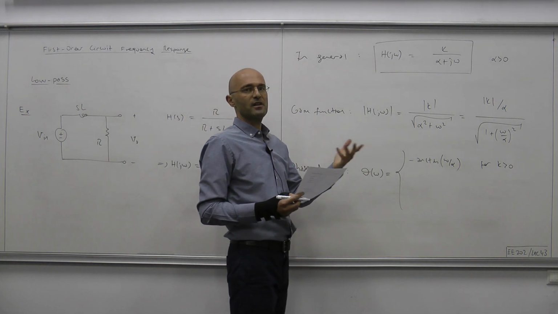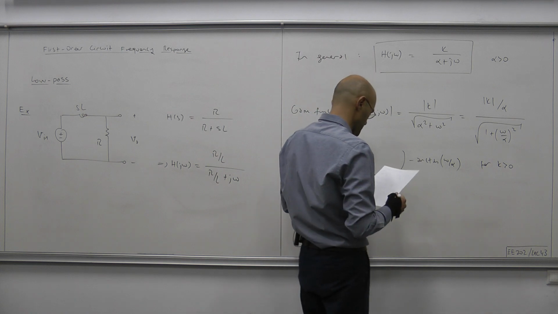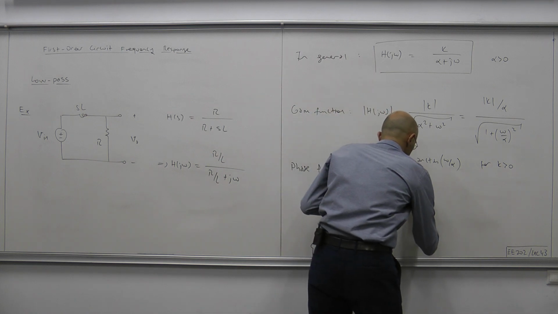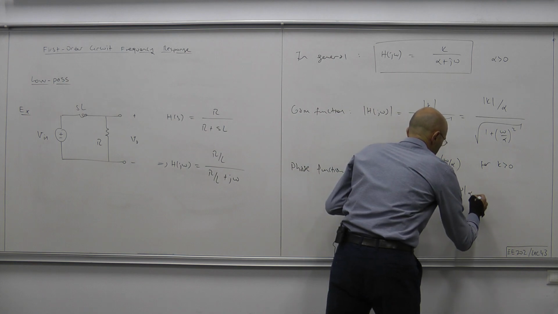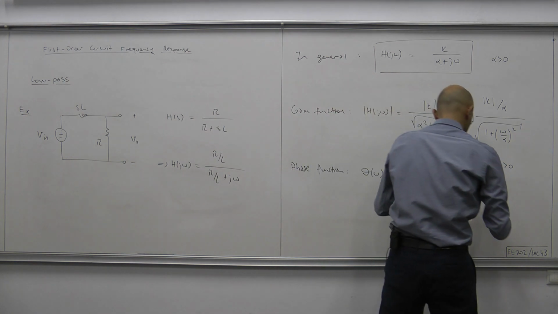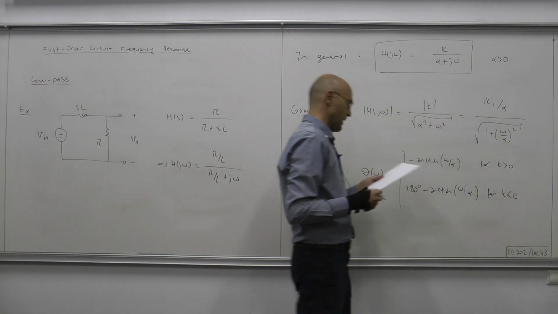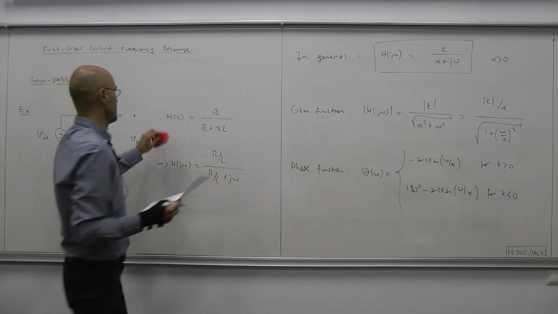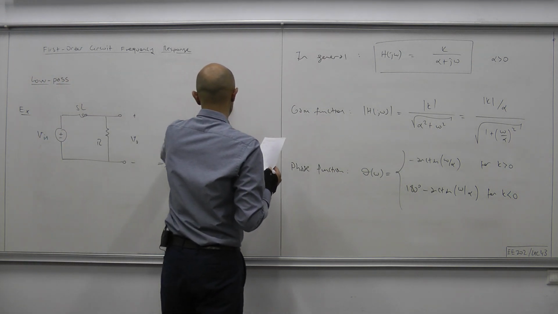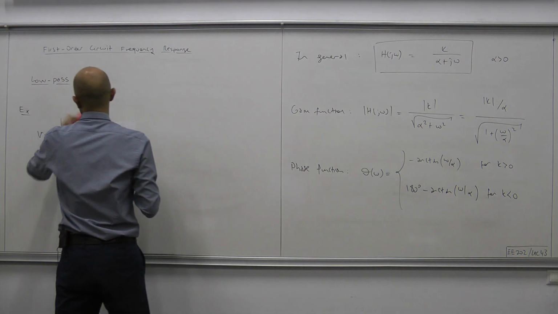Because a negative real number comes with a phase of 180 degrees, or pi radians. Okay, 180 degrees minus arctangent ω over α for K negative. Okay, now let's obtain the plots so that we see what we expect to see, or we see the low pass behavior.